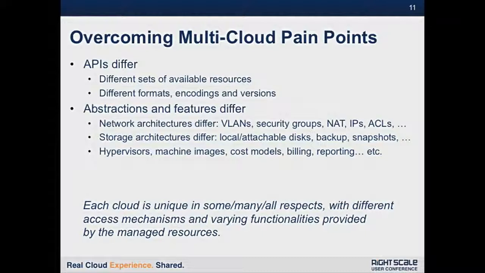All these things are different, and these are all hurdles that you need to overcome. So the takeaway from this one is that you need to think of each cloud as unique in many, maybe all of these respects. And the access mechanisms and the functionality provided could be very different. So you've got to find a way to work around these issues. Those are obstacles that we need to navigate and get past.